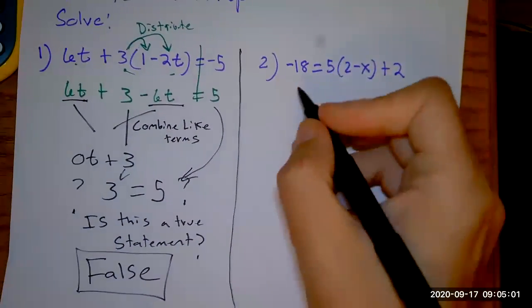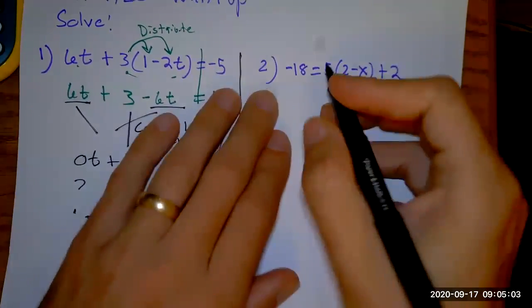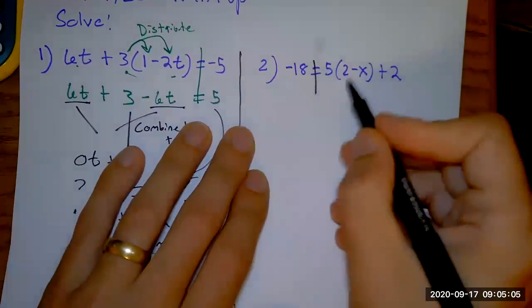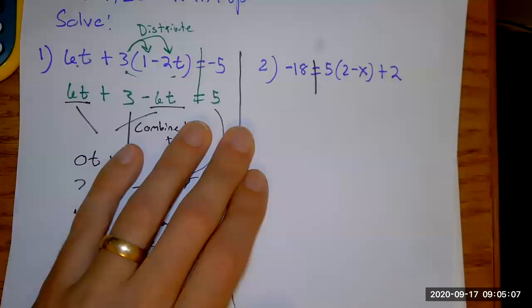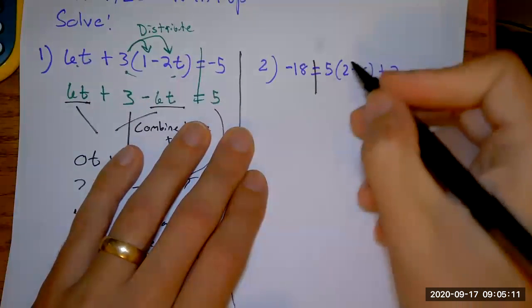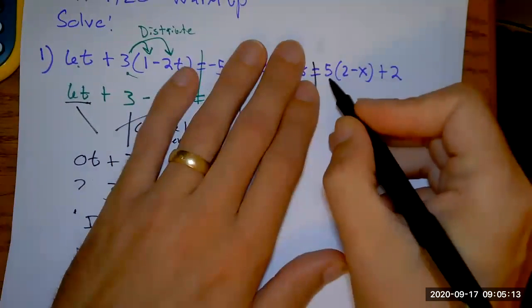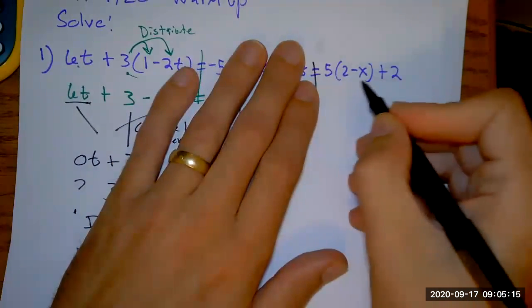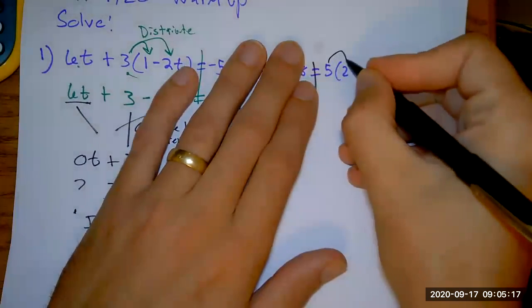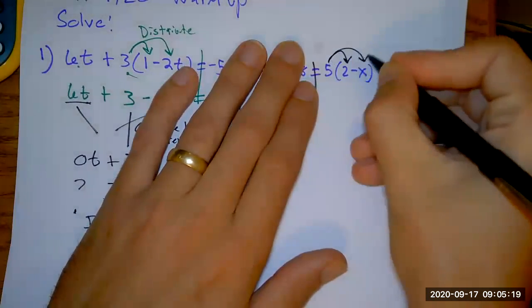Next up on number two here. So again, when I look at this, I have two sides. The right side here is looking really busy, isn't it? Okay. So the right side's looking pretty busy. So what I'm going to do first is I see I have a number times a shopping cart. So I'm going to go ahead and distribute here.